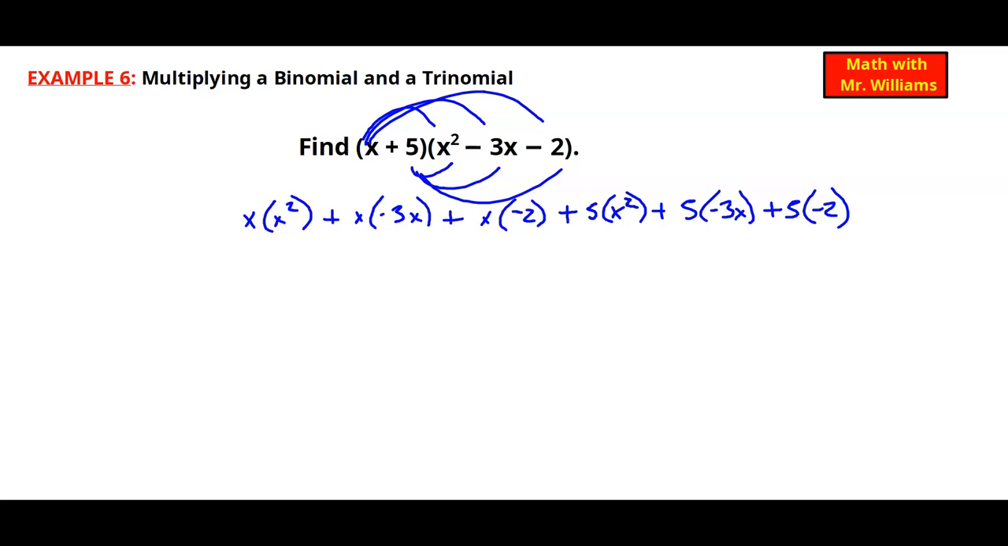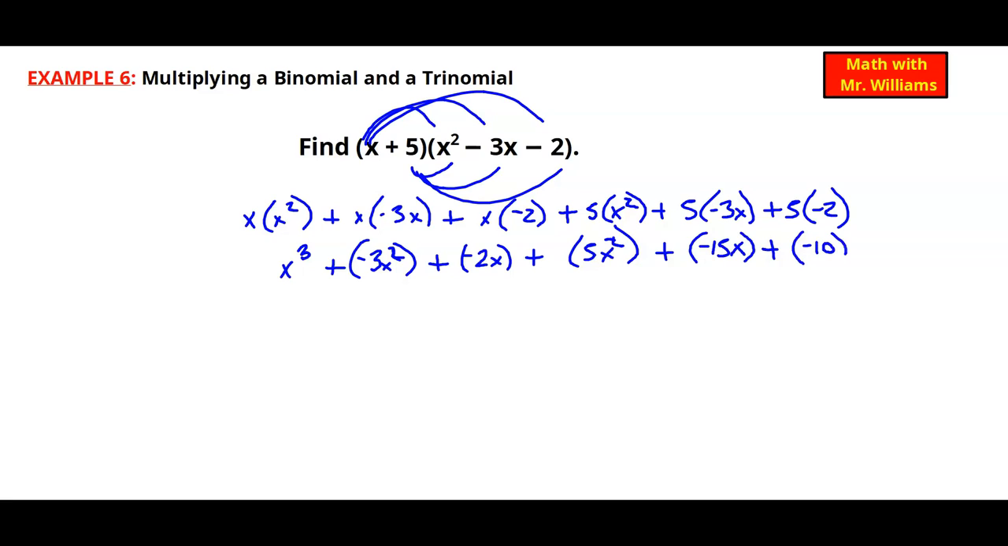So we have x times x squared. Well, that's just x to the third power, because remember we add our exponents there. Then plus, and we have a x times a negative 3x. So it just becomes a negative 3x squared. Plus, we have negative 2 times x is a negative 2x. Plus, then we have 5x squared. Plus, now we have 5 times negative 3. That'll get us a negative 15x. Plus, now we have 5 times negative 2, which is a negative 10.